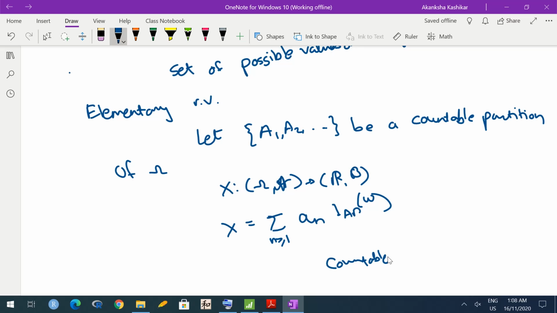Just to give you some easy examples. Bernoulli is a simple random variable. Binomial is also a simple random variable because the set of possible values is finite. Whereas Poisson becomes an elementary random variable because the set of possible values is countably infinite. Is it okay? So this is simple and countable, elementary random variable. Now today we'll stop here. We'll continue and study a few more properties of simple random variables in the next lecture. Okay, thank you.